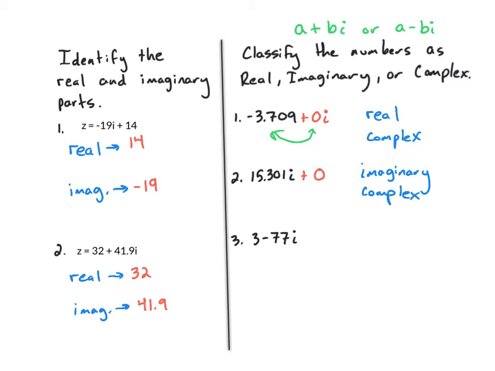Okay, so number 3, I see a real part, I see an imaginary part. So it can't be real because it has an imaginary part. It can't be imaginary because it has a real part. However, it can be complex because it has both parts. So really, those are the 3 types of problems there. We have real and complex, we have imaginary and complex, or it's just complex if it has both parts already.